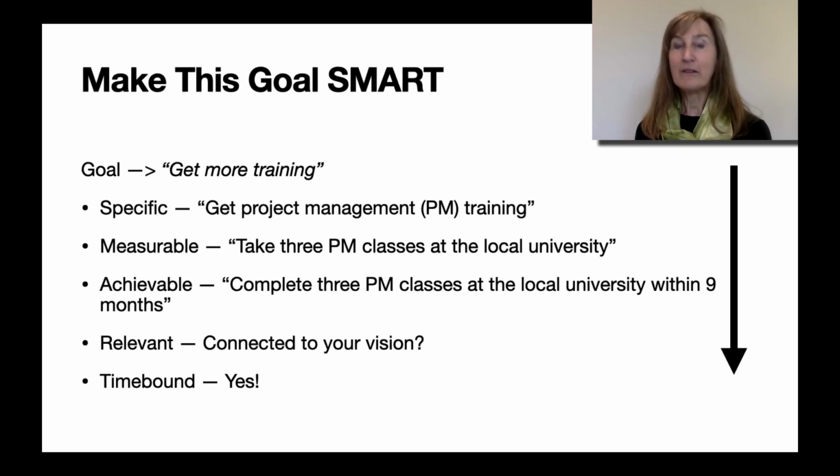Relevant, I want it to be connected to my vision as a community activist, I would think it would be. And last, you would think about, is it time bound? So you notice I put over the next 9 months. So if I was talking to you on September 1st and I gave you this SMART goal, you could follow up with me on June 1st of the following year and make sure I accomplished that goal, that I had taken those 3 classes.